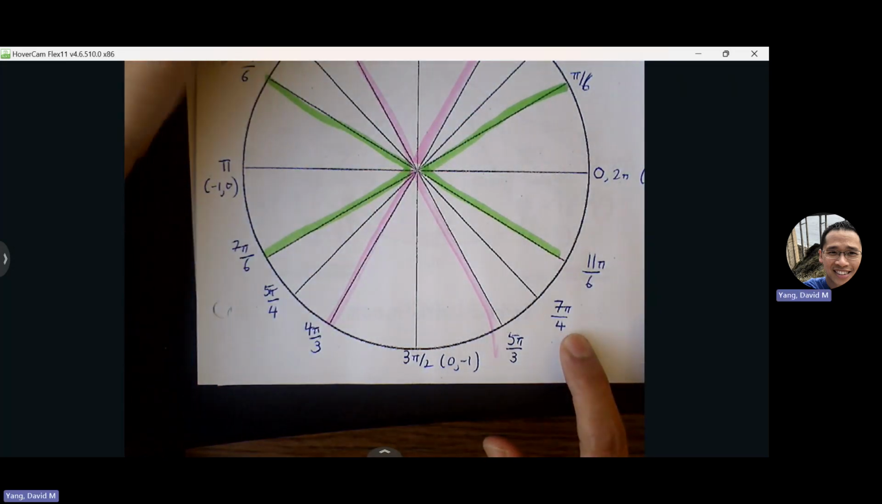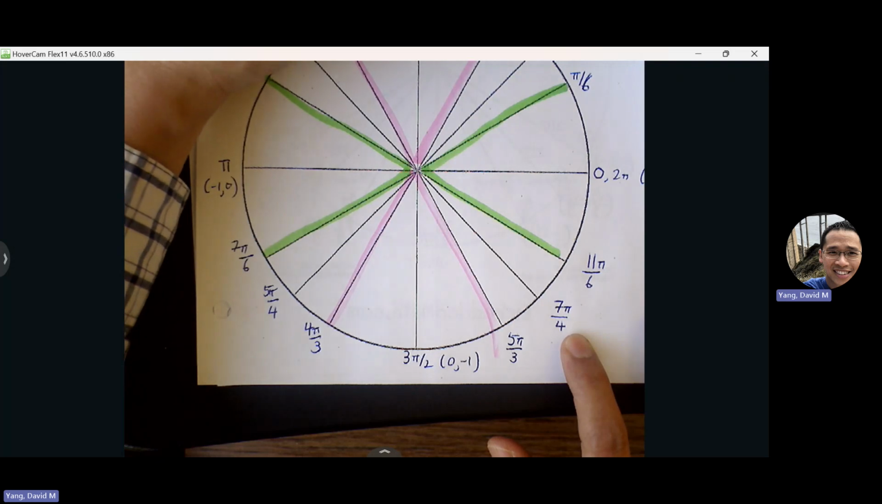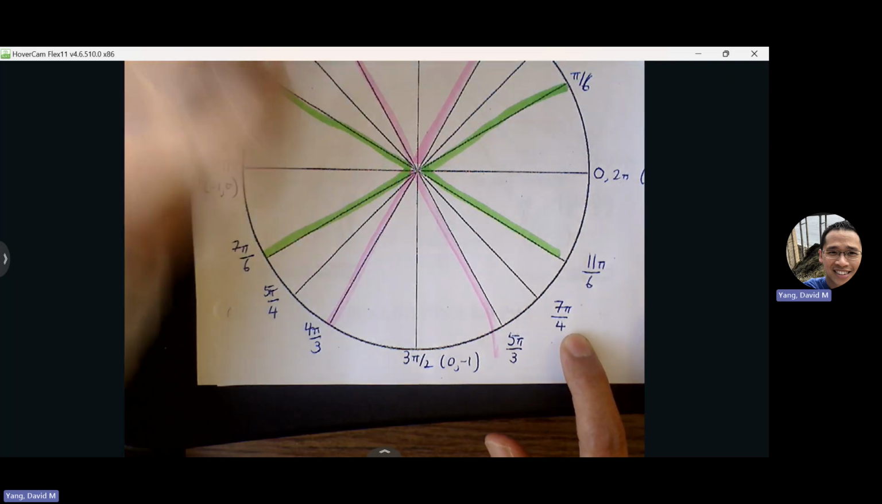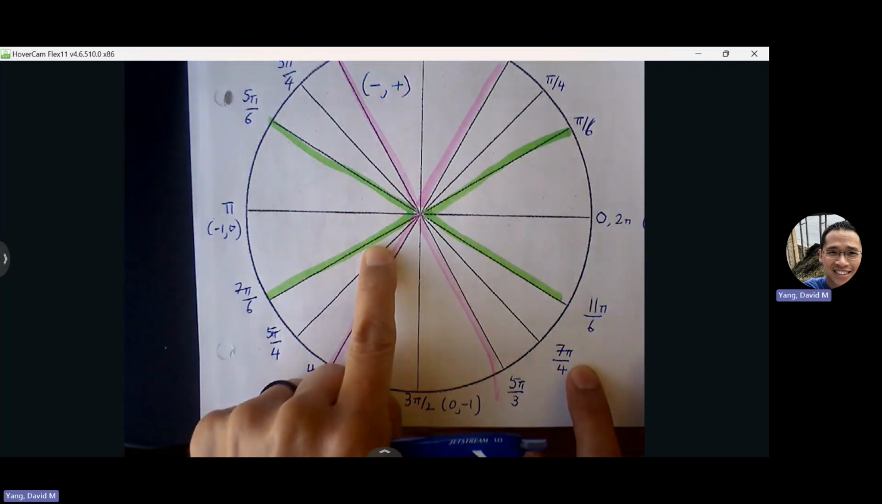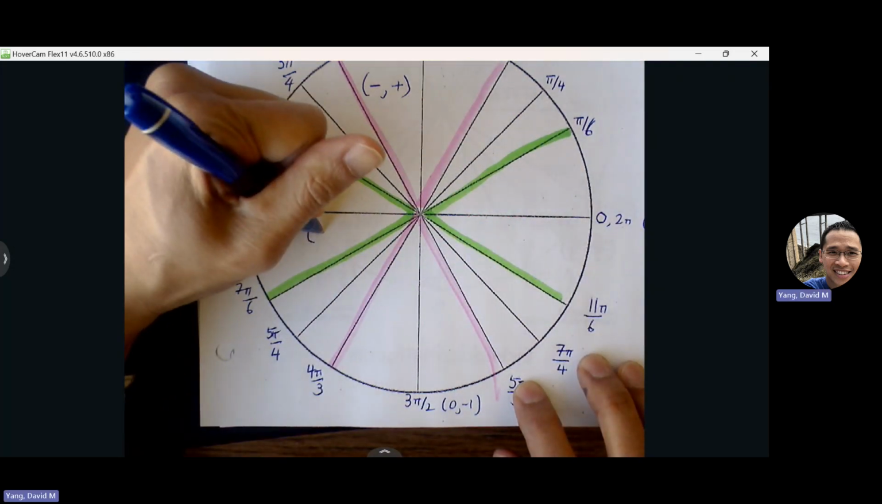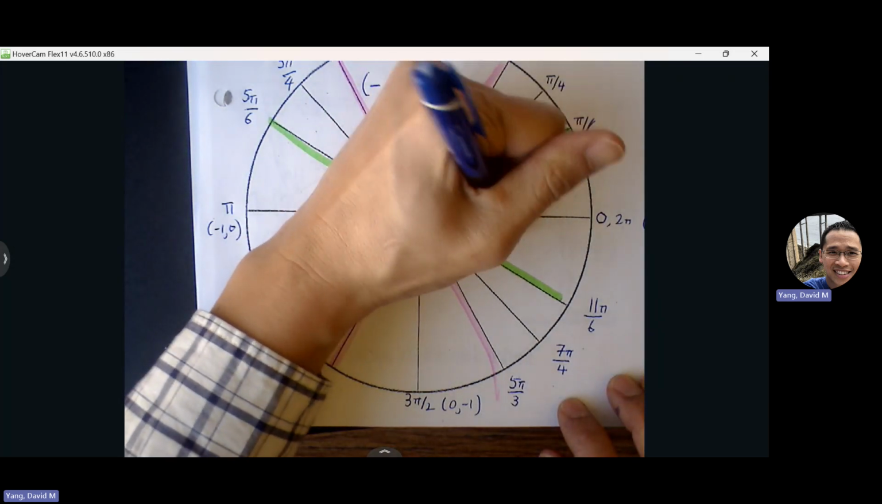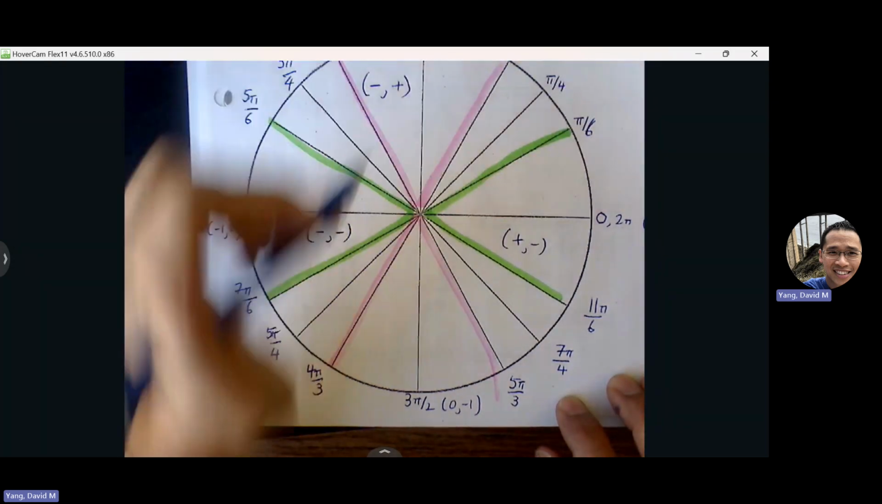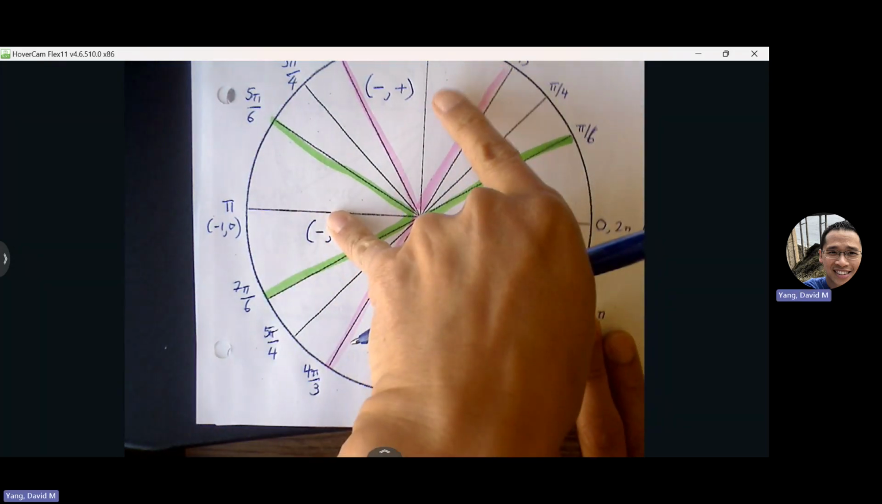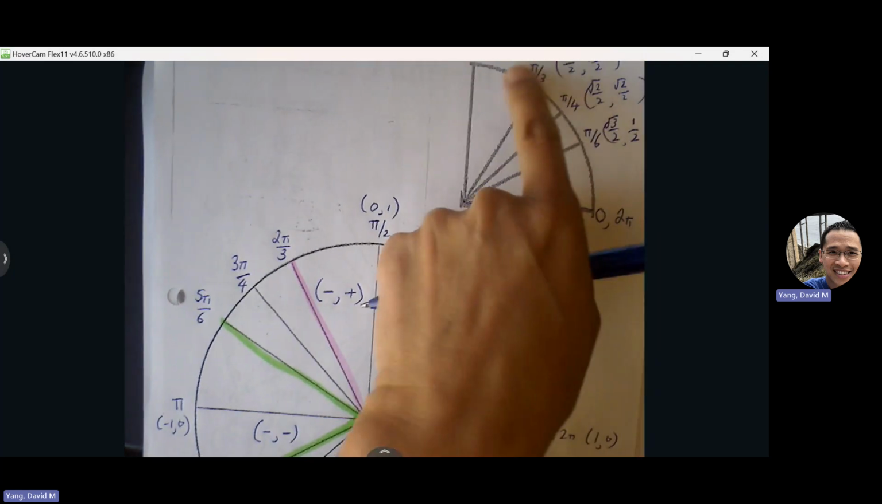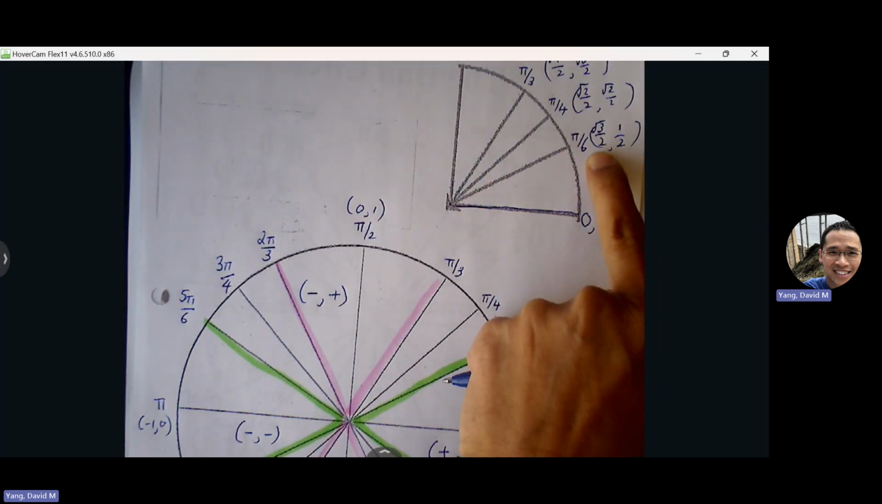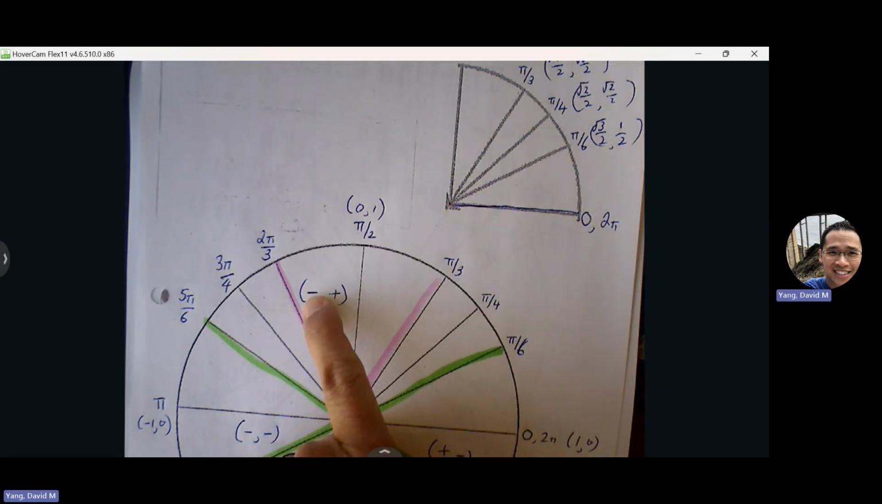Anything in the second quadrant is going to have a negative x value and a positive y value. Anything in the third quadrant is going to have negative x, negative y. Anything in the fourth quadrant is going to have a positive x, negative y. So we're really just going to translate that all across this. Basically, anything with a 6 in the denominator will have these numerical ordered pairs, just with a negative x value.